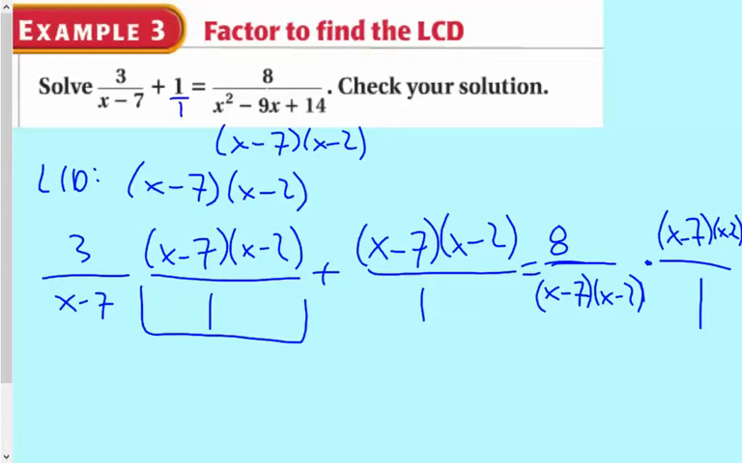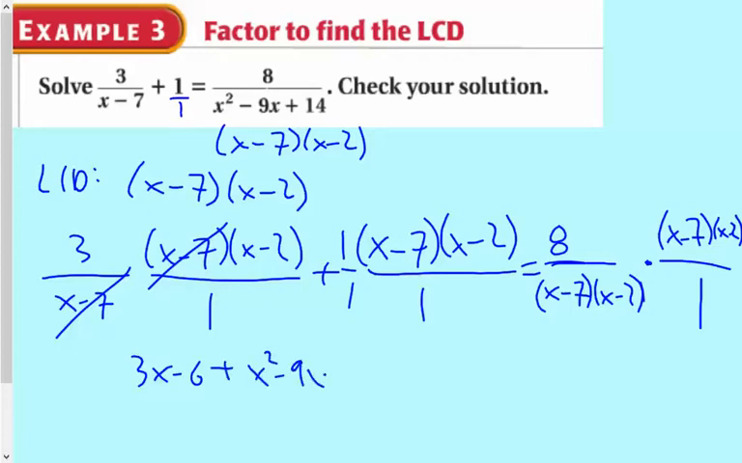Alright, now let's simplify here. So the x minus 7 is reduced there in that fraction. So we have 3 times x minus 2 is 3x minus 6. This one here, I have 1 times that. So that's going to be plus x squared minus 9x plus 14. And then the last one here, this is a fun one. Those reduce, and I have equals 8.